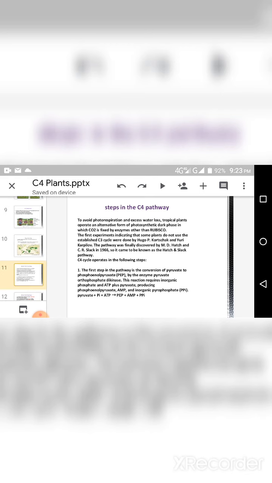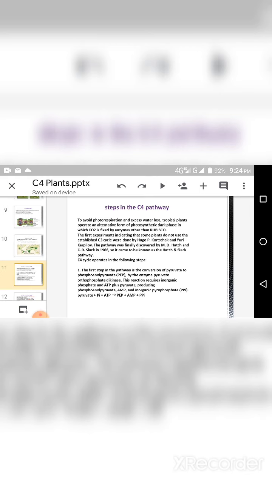The first experiments indicating that some plants do not use the established C3 cycle were done by Kortschak and Karpilov. The pathway was finally discovered by Hatch and Slack in 1966, so it came to be known as the Hatch and Slack pathway. The C4 cycle operates in the following steps.